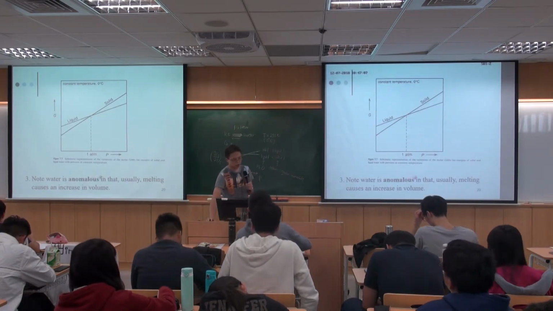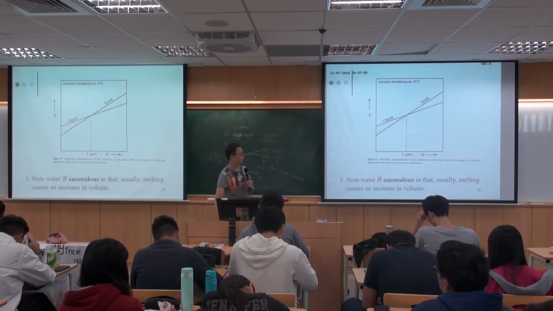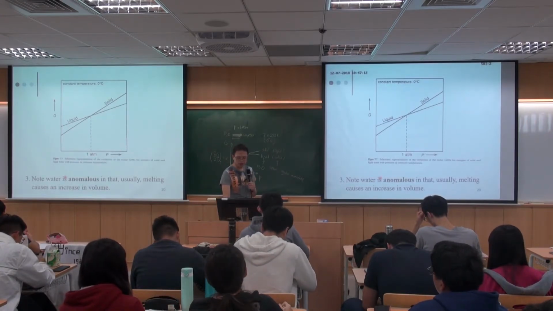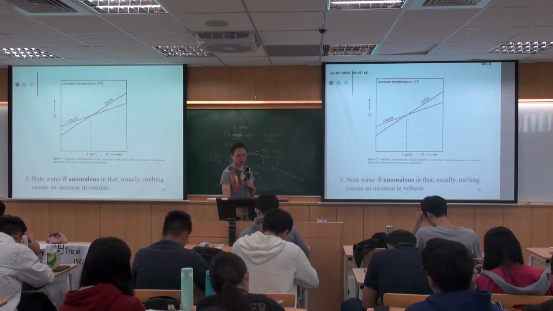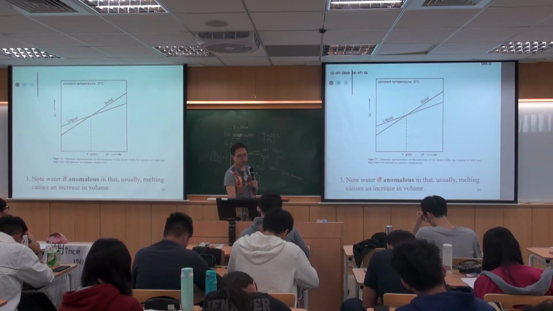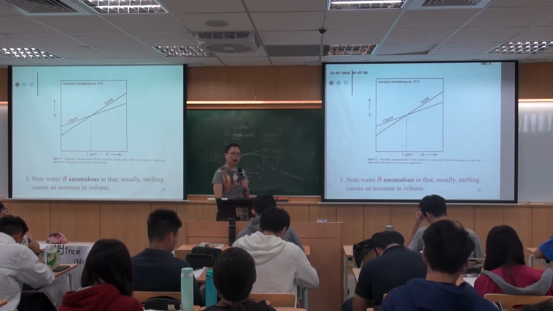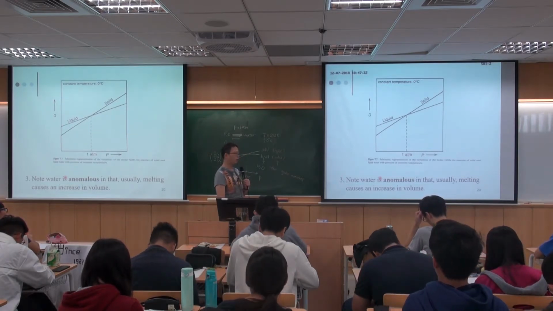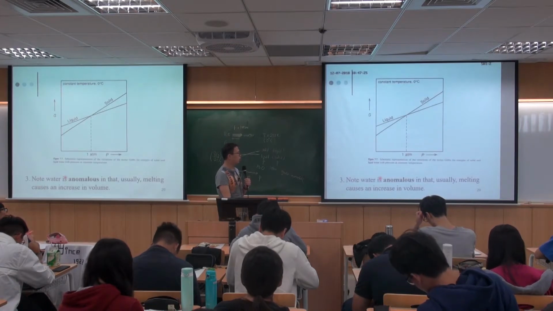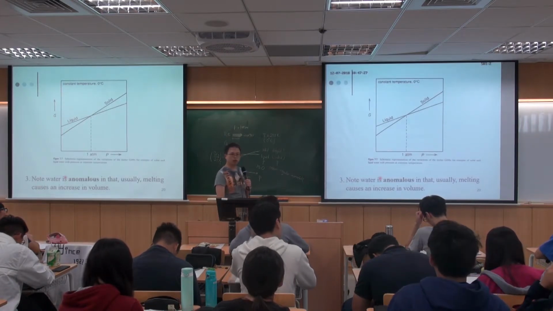And again, textbooks stress that water is an anomaly, that typically melting causes an increase in volume, but that's not the case for water. We know that ice has a greater volume. So if you melt ice, the molar volume actually will become smaller.